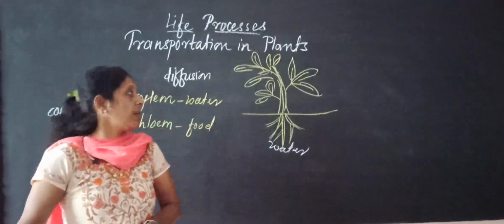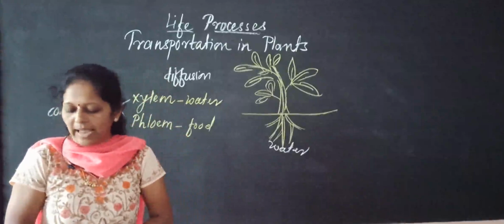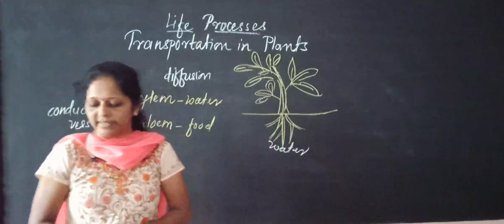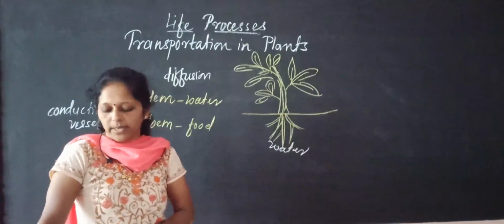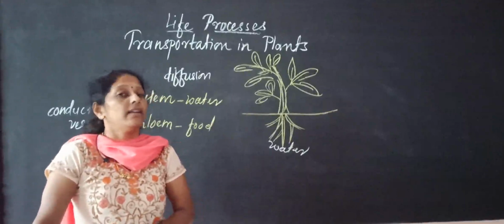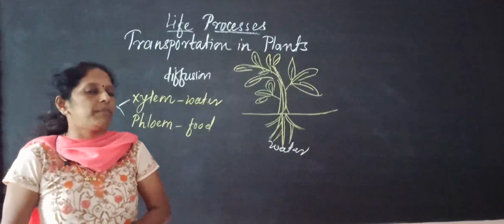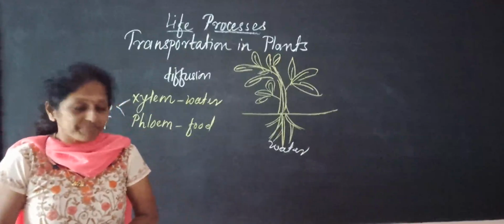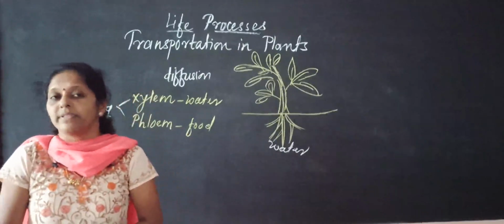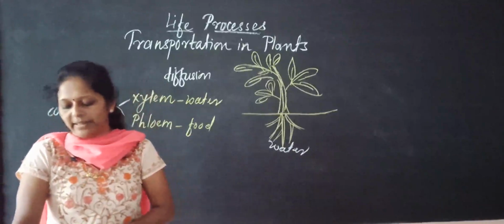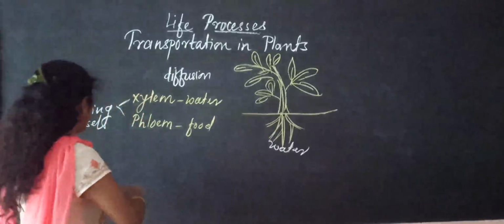So first of all, transportation of water. How does transport of water take place? In xylem, vessels and tracheids of the roots, stems and leaves are interconnected to form a continuous system of water conducting channels. As you know, in the 9th standard you learned about xylem vessels and tracheids. Xylem is a complex permanent tissue, in which xylem vessels, xylem tracheids, xylem fibers and xylem parenchyma are present.